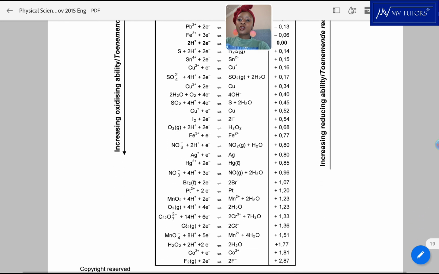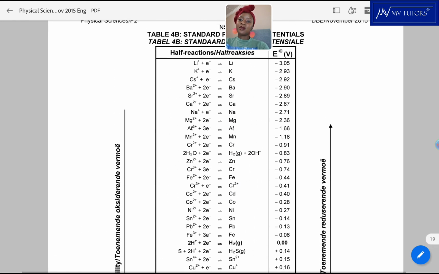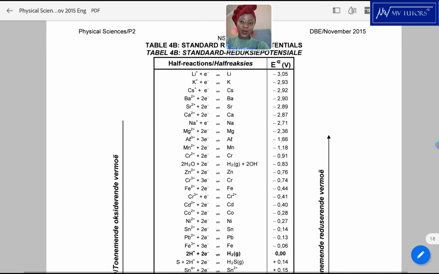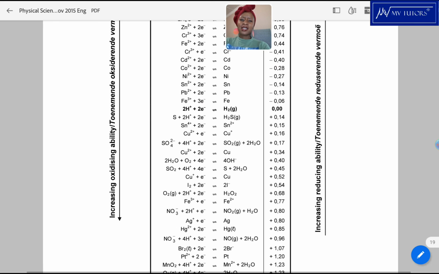But when it comes to the ones that will be reduced, this table will actually help, and you have to look at the metals and see, do they carry a negative voltage or a positive voltage? I think that will help much better. So let me go back to our page and we'll continue with the electrolysis of water.